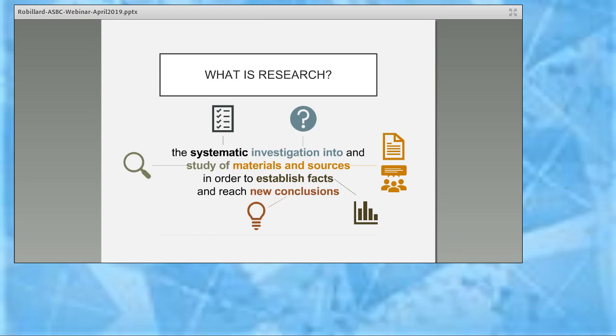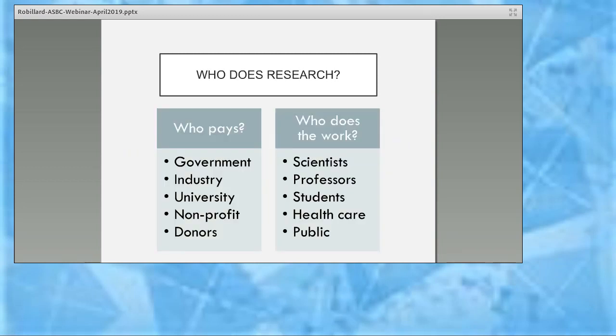So those are the different aspects of what research is, although I also want to cover who does research. There's two separate parts to that question. The first one is who pays for research, and the second one is who actually does the work.